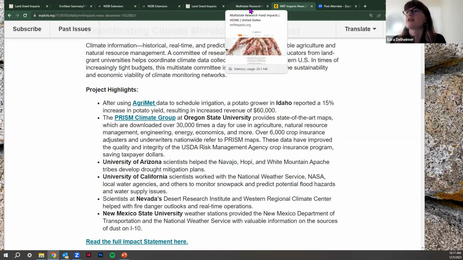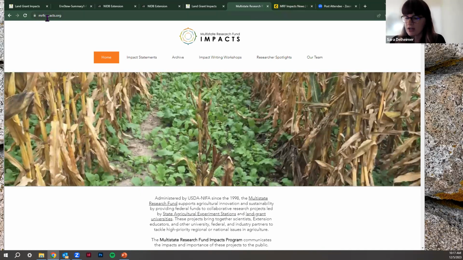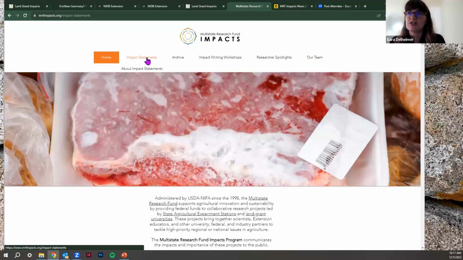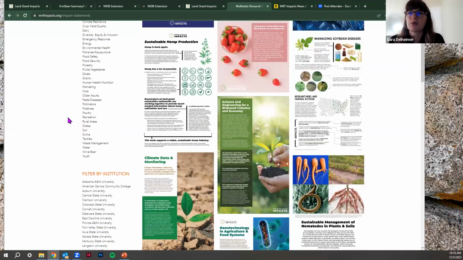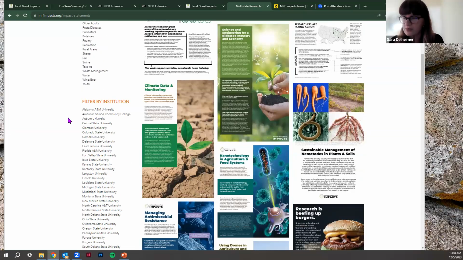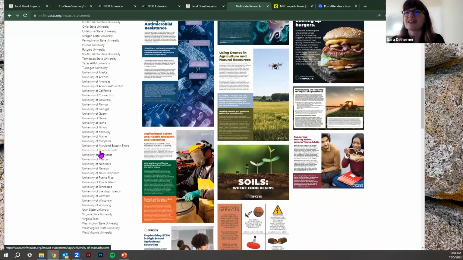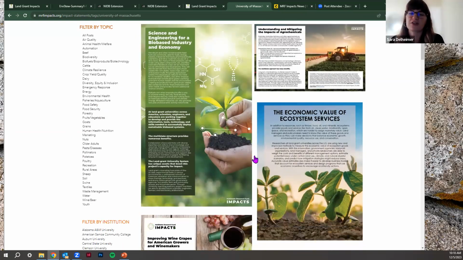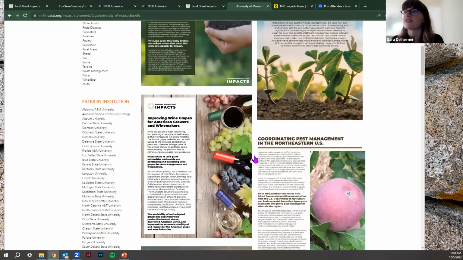Another way to find impact statements that feature your institution is our website. The URL is just mrfimpacts.org. If you go to the impact statements page, you can filter by topic, but I think the more useful one for you all is to filter by institution. You can see all the land-grant institutions. And then let's say you want to look at University of Massachusetts. If you click on that, it'll pull up the different impact statements or projects that feature UMass. So you can see all these different ones.